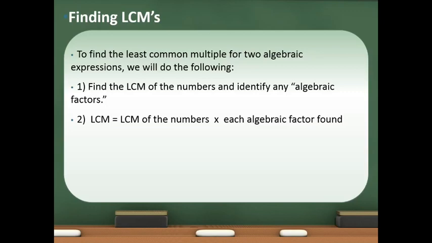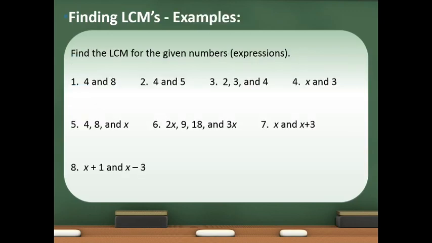First of all, we're going to practice finding least common multiples. So if you look at number 1, the multiples of 4 are 4, 8, 12, and so on. The multiples of 8 would be 8, 16, and so on. Notice that 8 is the smallest that they have in common, and so that's going to be our LCM.